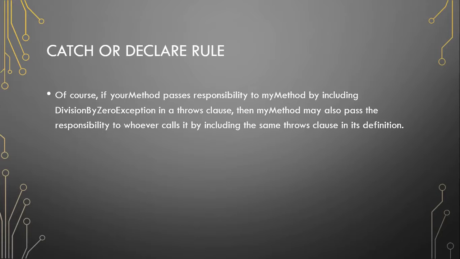Of course, if your method passes responsibility to myMethod by including a division by zero exception in the throws clause, then myMethod may also pass responsibility to whoever calls it by including the same throws clause in its definition. So if your method has throws DivisionByZeroException and myMethod has throws DivisionByZeroException, then if someone wants to use myMethod, they now have the responsibility of handling the division by zero.